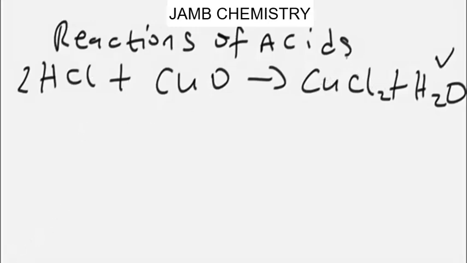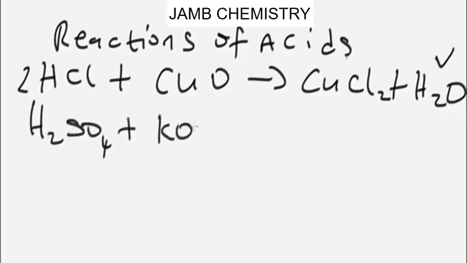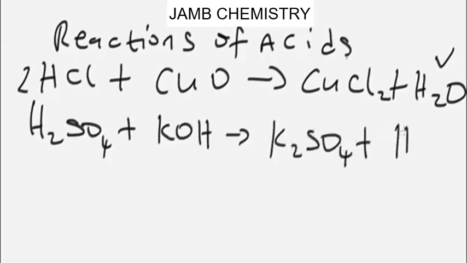Okay, now another typical example. Remember, in this reaction, this is copper oxide, a metal oxide. This is also a base, but in this case a weak base. Now another typical example is when sulfuric acid reacts with potassium hydroxide. This reaction will give us potassium sulfate plus water. So all you have to do here now is to balance this chemical equation.